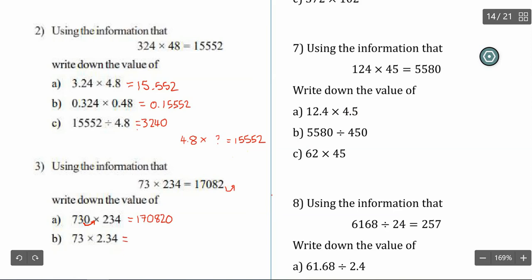Okay, and the next one, 73 is unchanged from the calculation that they gave us, but the 234 has changed to a 2.34, so the decimal point has moved twice to the left, so in the answer the decimal point will move twice to the left, and it will be between the 0 and the 8, so 170.82.